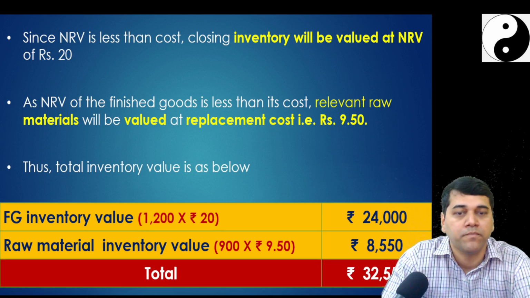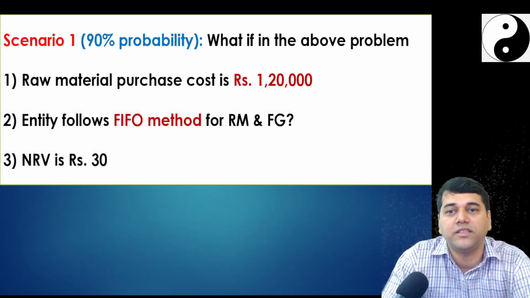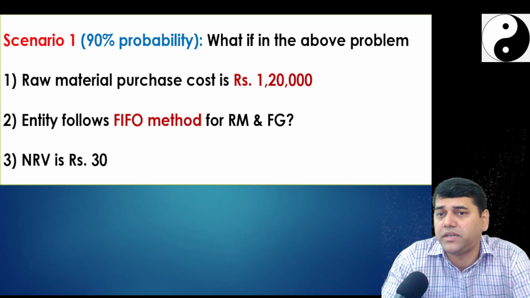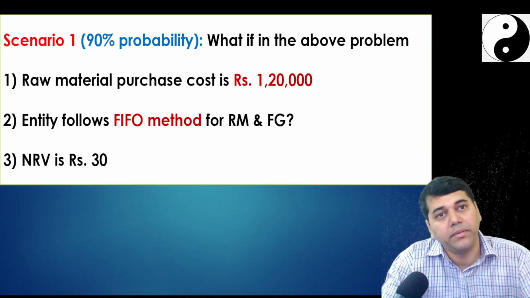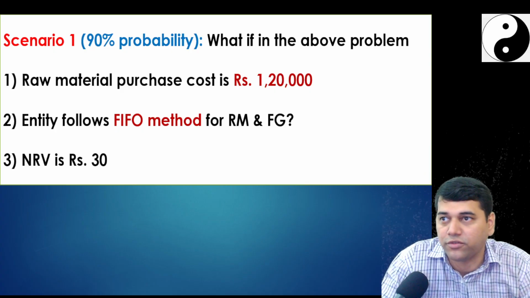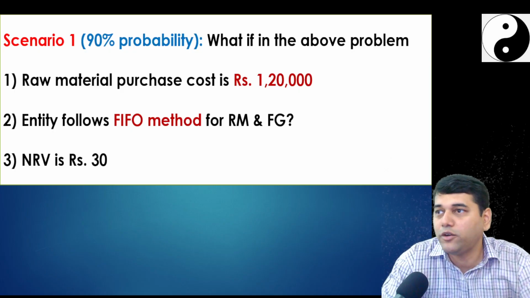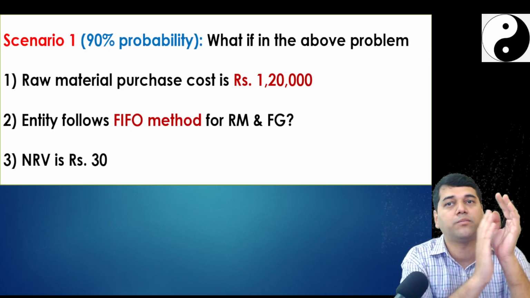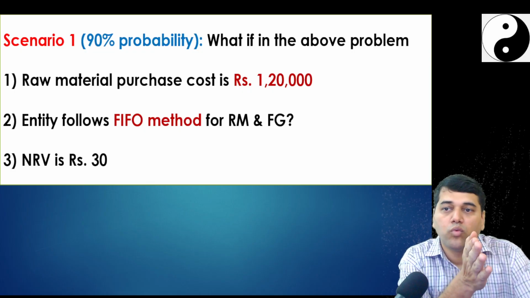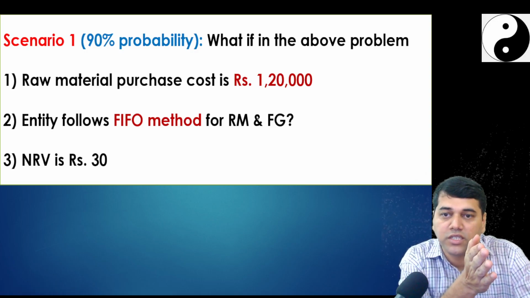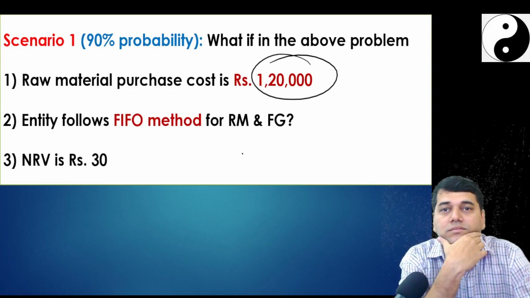Okay, done. Now in the examination, there can be a 90% probability, chances I am telling you, that this question may come as it is. You can do it as per the steps. First you find out the production, raw material consumption, cost of production, then the valuation. What if they say raw material is purchased at 1,20,000?